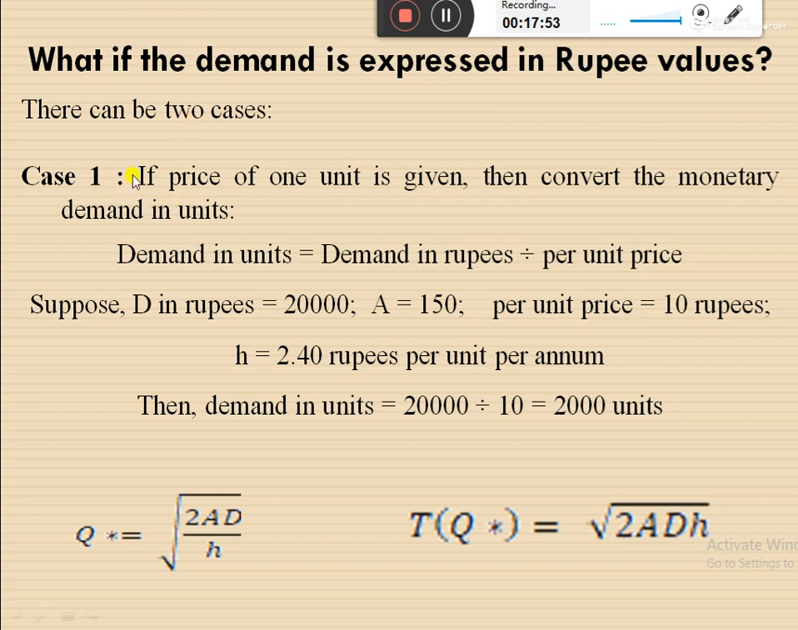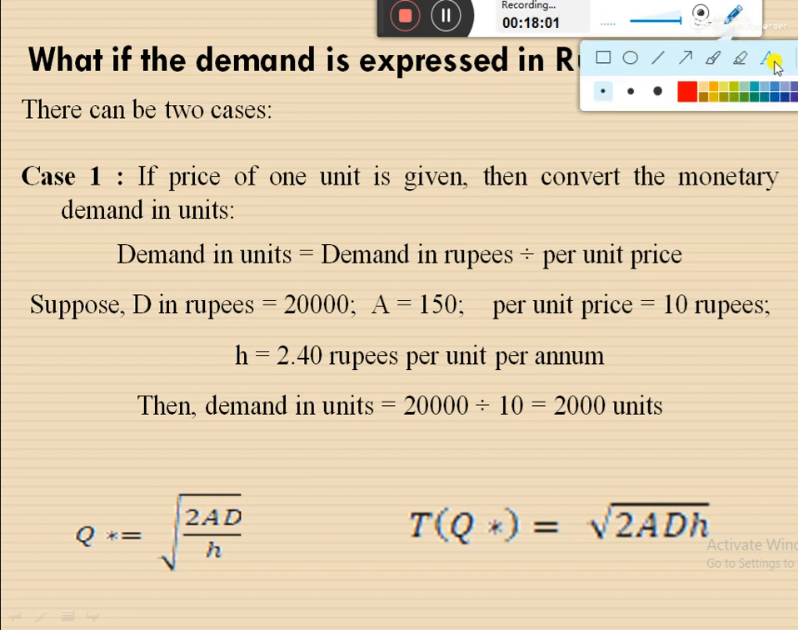Case 1: if the demand is expressed in rupee values and the price of 1 unit is given, that is, the price per unit is given, then we can easily convert the monetary demand into units by using this expression, that is, demand in units would be equal to demand in rupees divided by per unit price.